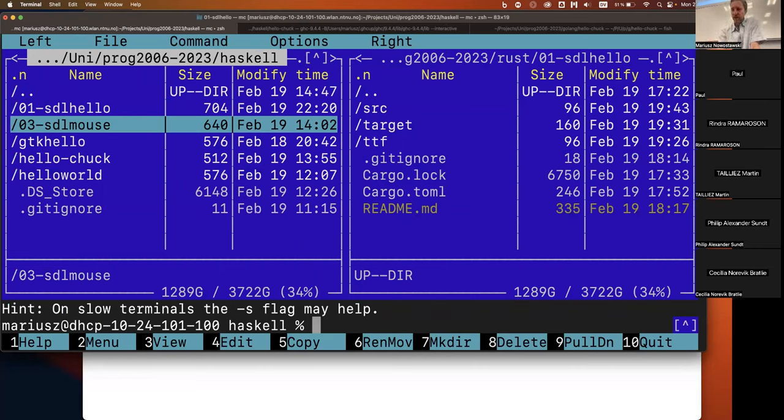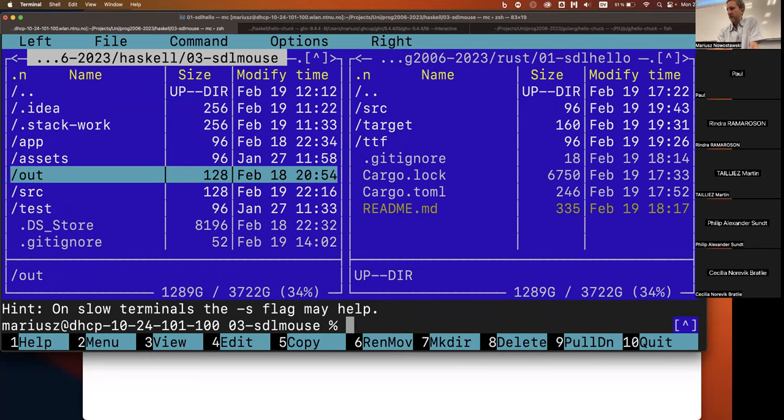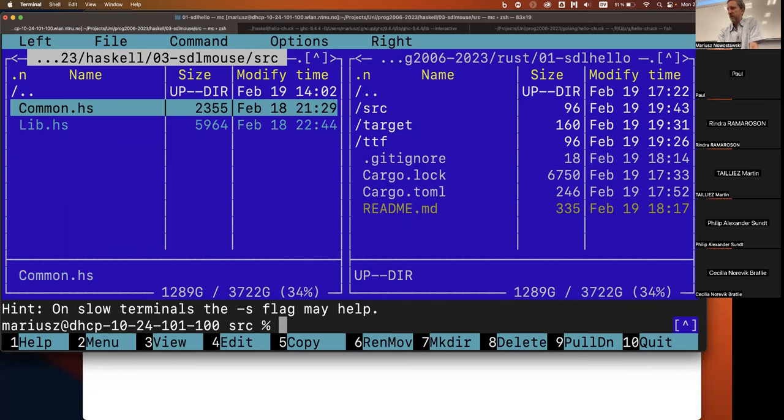And 03 is doing a little bit of refactoring. I haven't done this refactoring entirely myself. I've used the example from the SDL Haskell code, and they've organized it into two files. You have the common file, which prepares all the boilerplate code, which you then use in your implementation to achieve the behaviors that you want.